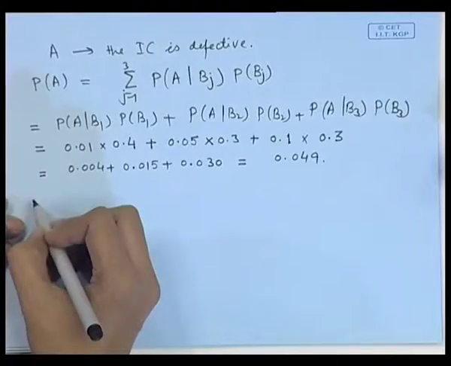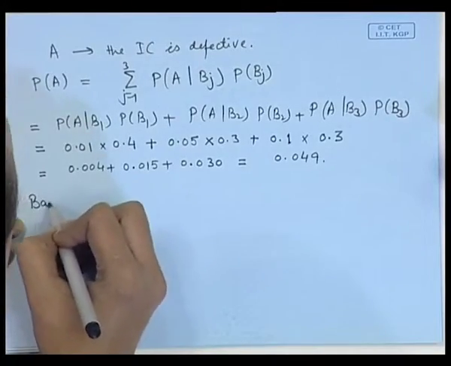Now, suppose the IC is supplied and somebody takes it and it is found to be defective. Then what is the probability that it came from the first supplier, or it came from the second supplier, or it came from the third supplier? This way of looking at this probability is called the probabilities of the posterior events. So, the result for this is called Bayes theorem. Let me state the result first.